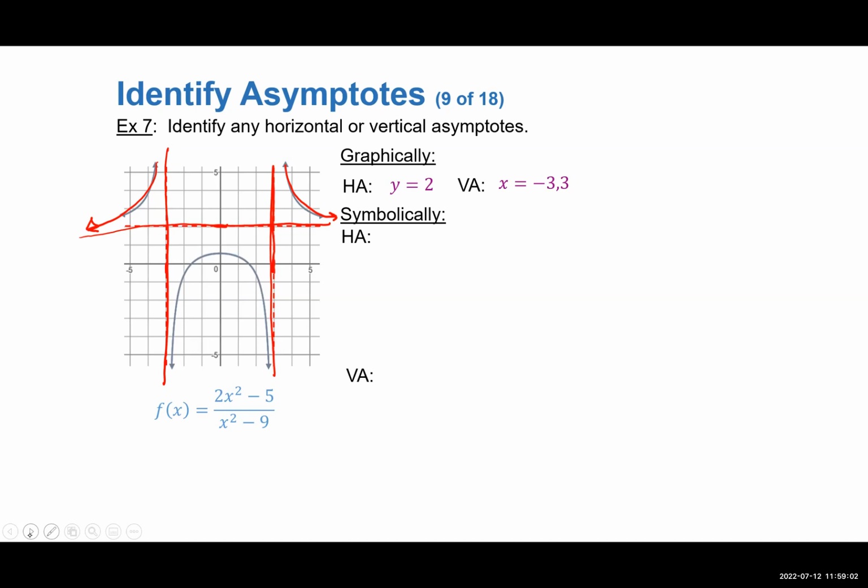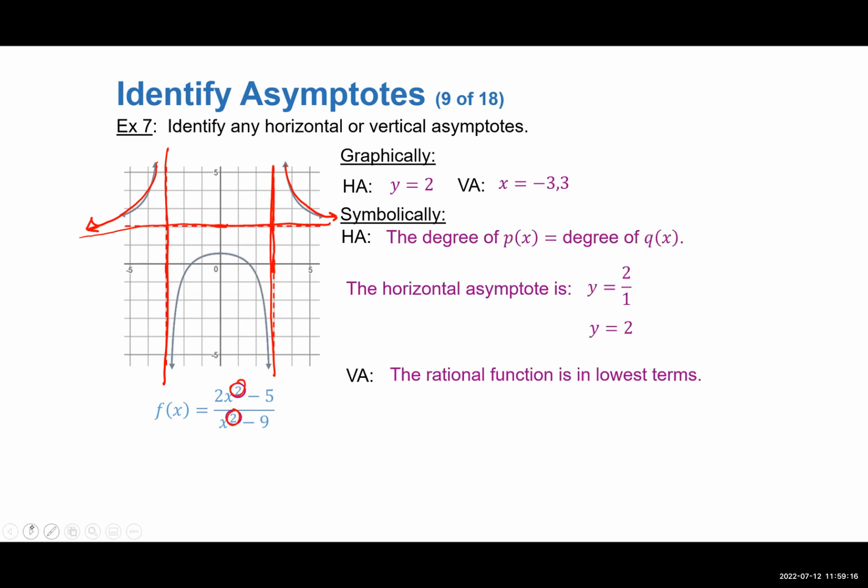But let's look at it symbolically. Looking at our function, they're the same degree, so you take the coefficients. Therefore, y equals 2 over 1, or y equals 2. You ask, is this in its simplest form? The answer is yes. There's no simplification that I could do. And so you take the denominator and you set it equal to 0. And you solve. x squared equals 9. Which values make that true? 3 and -3.